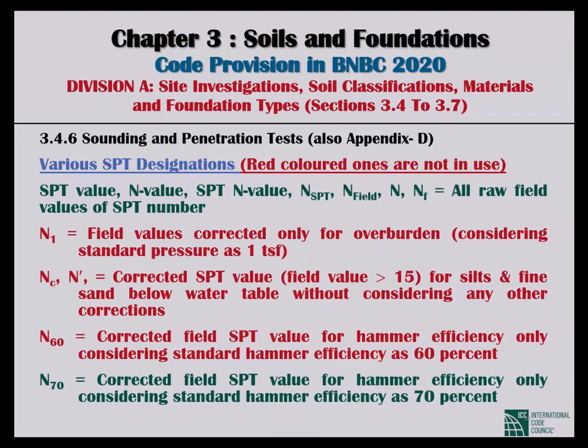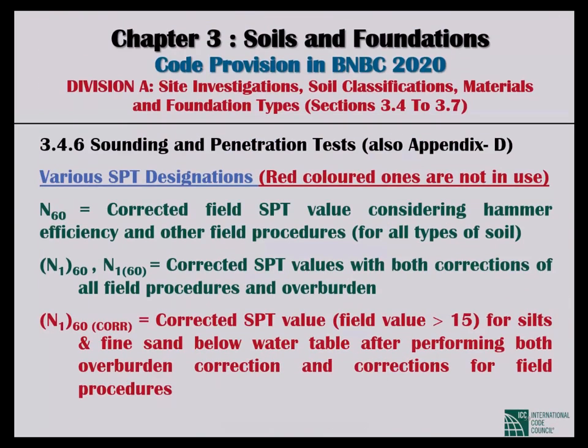But in most cases in the field, because of different phenomena, we are not getting 100% of the efficiency of the hammer. Do you get my point? That's why 60% is considered as standard. Some people consider 70% as standard, particularly in Canada. We have the new N60, which is corrected for hammer efficiency and all other field procedures, for example drill length, borehole diameter, the characteristics of the sampler, all this.